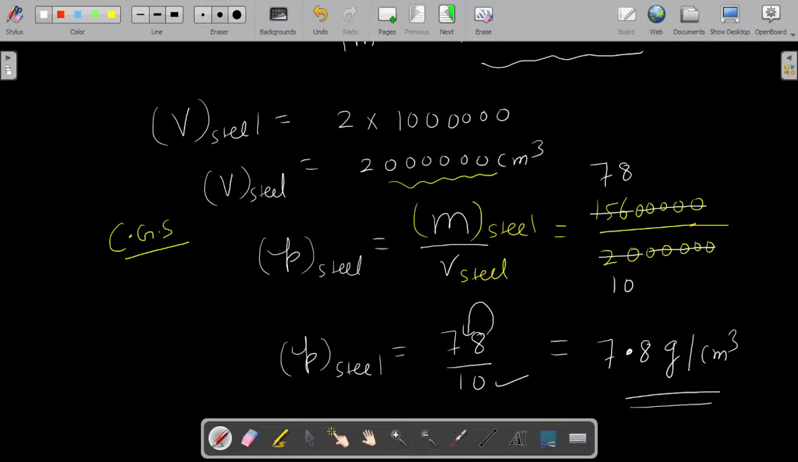You know, CGS system is centimeter gram second. SI system is meter kilogram second. CGS centimeter gram second, MKS meter kilogram second. Different systems are there in physics. We are using different system of units. Okay, next question, write down.